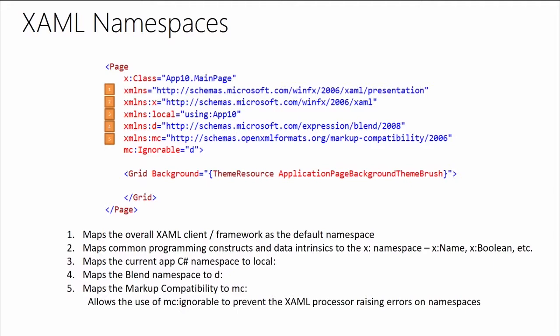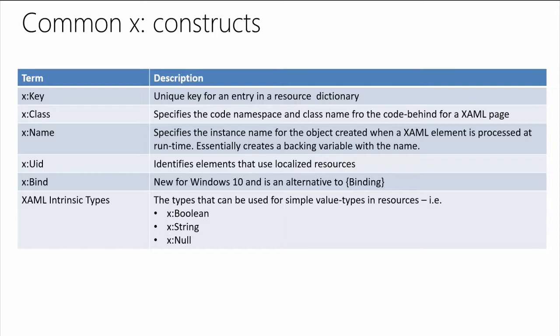Absolutely. So if we flick back to mine, we can see the x:Key there. That's used to create a unique identifier for an entry in a resource dictionary. We're going to be covering resource dictionaries in some depth a little bit later. But fundamentally, if you imagine a key value pair, a regular C# dictionary or whatever, this represents the same thing. It's the ID that you would use to find that particular resource.